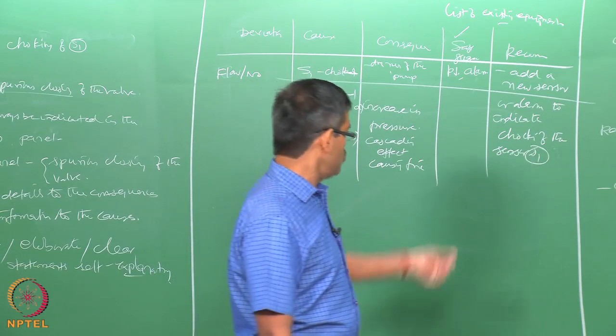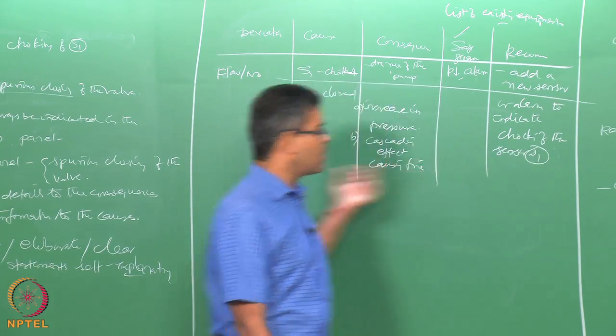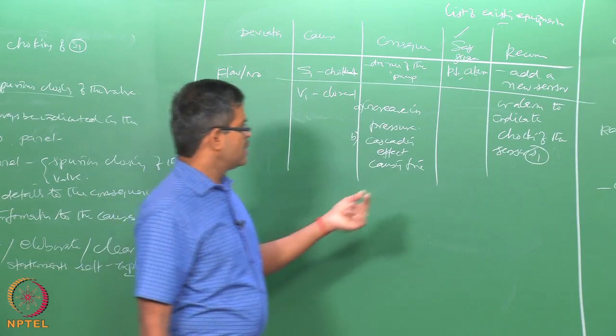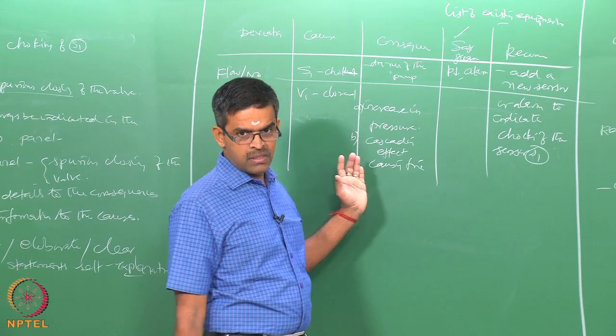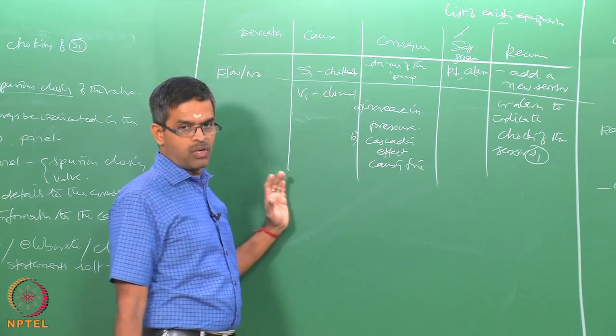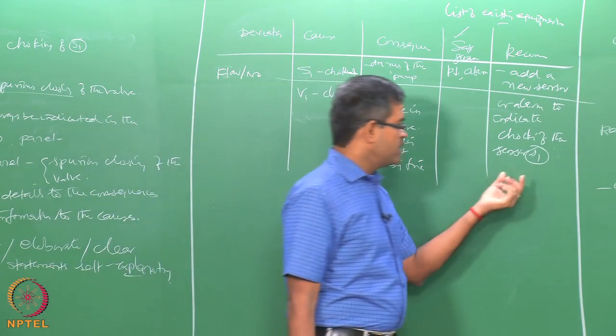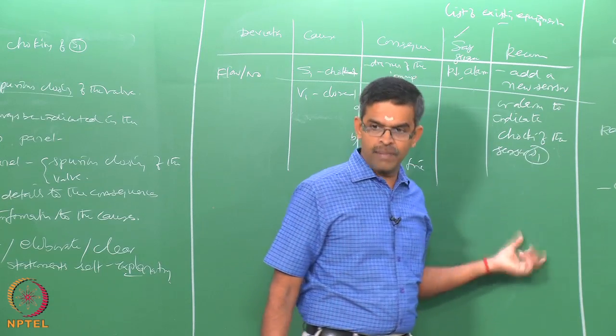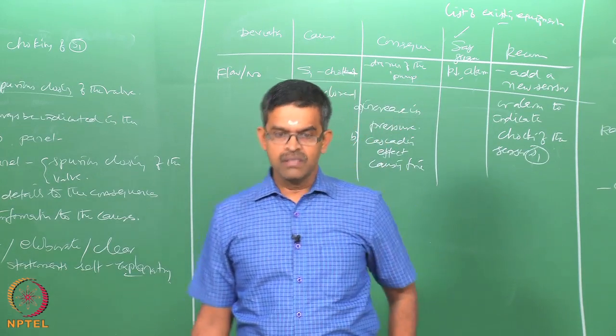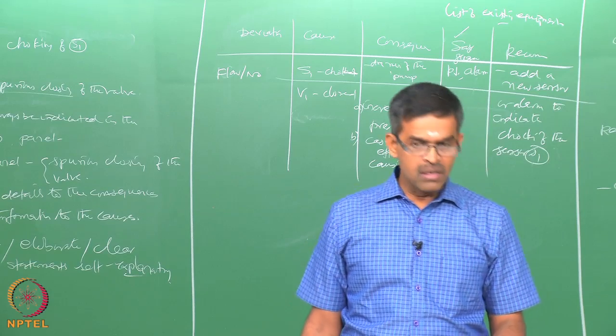So, do not assume anything to be left over in any column. If you feel the existing safeguards are sufficient to counteract the consequences or to address the possible deviations, then you must write here: existing safeguards are sufficient enough, no new recommendations are made. You must explicitly say this in the report, which is a very, very important part of the Hazop report.